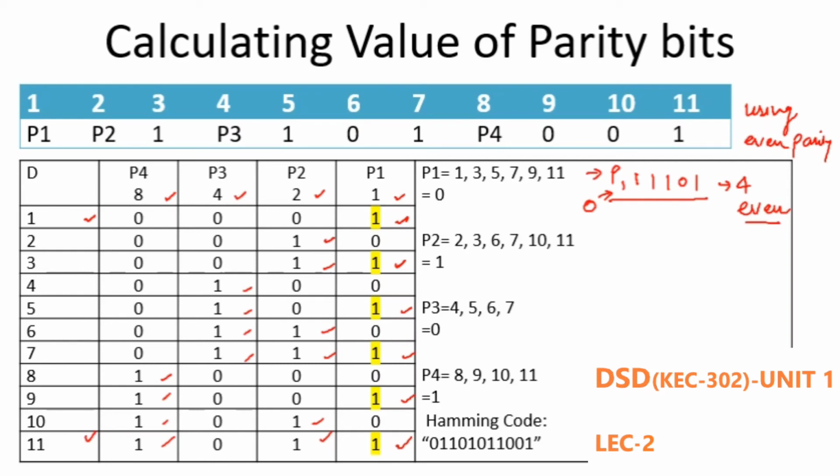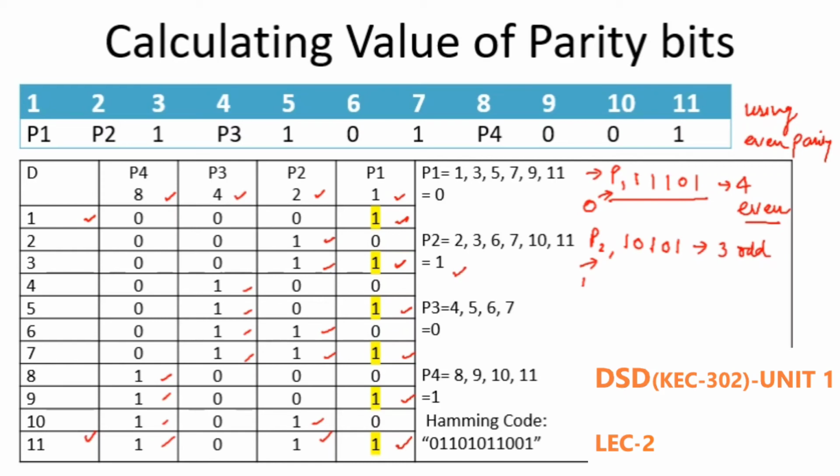Similarly, now we can compute the value of P2. So P2 is at the second position. Now third position is having a 1, and then sixth position is having a 0, seventh position is having a 1, and then 10th position is having a 0, 11th position is having a 1. So if we calculate the number of ones in this message, there are 3 ones. That means it is odd. So to make the resultant parity even, P2 has to be 1, so that the total becomes 4 and it becomes even. So I have put here P2 is equal to 1.